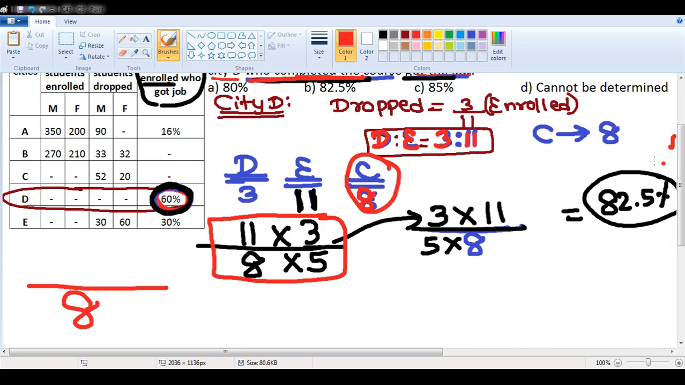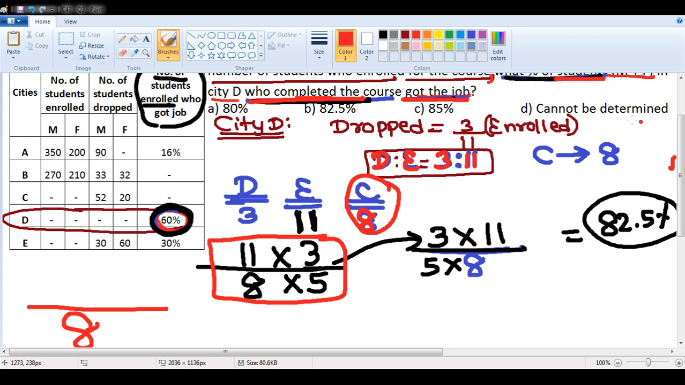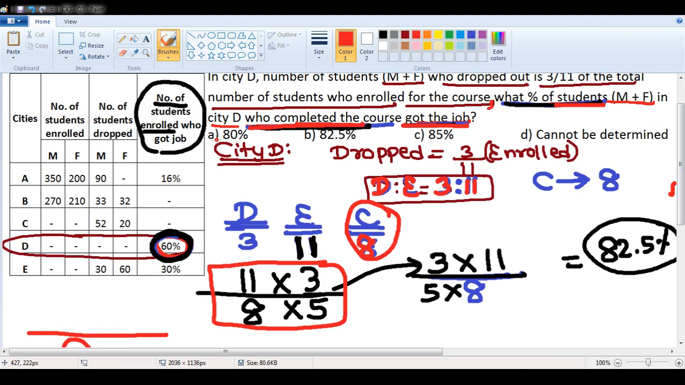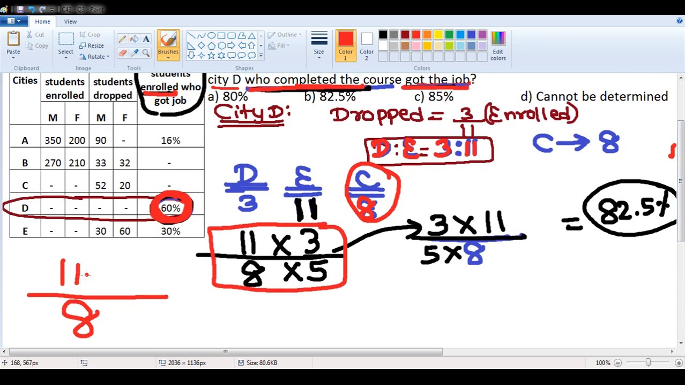who completed, now I am talking about getting a job. Getting a job is nothing but I will only consider the 60 percentage. The 60 percentage, Arvind, is nothing but from the enrolled people, 60 percentage will get the job. Enrolled is how much? 11 people enrolled, right? Out of these 11 people, 60 percentage will get the job. 3 by 5. Arvind, clear? Clear, right, everyone? Arvind, is it clear now, sir?